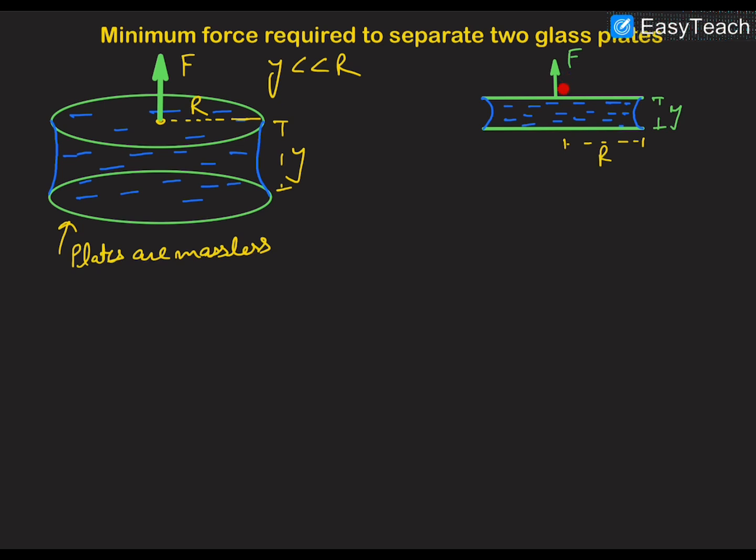So we need to find out the value of F so that we could separate these two plates. Let us imagine this point is A and this point is B. Pressure at A will be equal to P naught, and pressure at B will be equal to P naught minus the excess pressure. See, A is on the concave side of this film, therefore the pressure at A would be greater than the pressure at B. So pressure at B will be equal to P naught minus P excess.